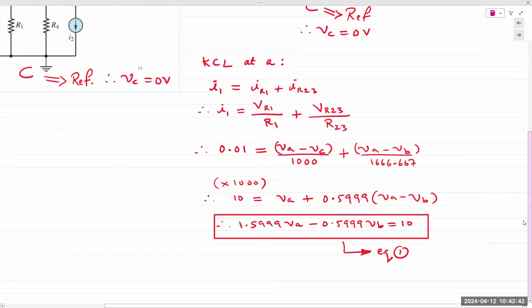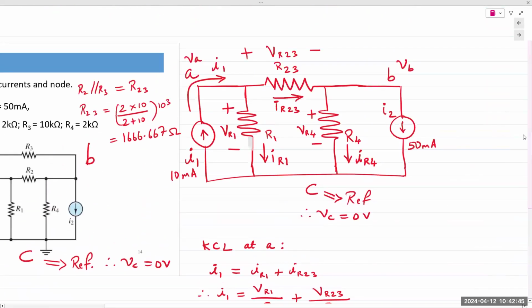Because we chose our current direction as going from left to right. So I'm stating VR23 has a plus on the left and minus on the right. So then it would be VA minus VB. Let's see, did I do it correctly? Yeah. So IR1 is coming down, IR4 is coming down. So VR1 has plus at top minus down here. VR4 has plus up top minus down there. So VR1 would be VA minus VC. VR4 would be VB minus VC. And then for VR23, it would be VA minus VB. That'd be the answer.